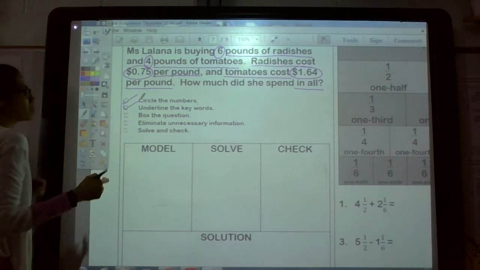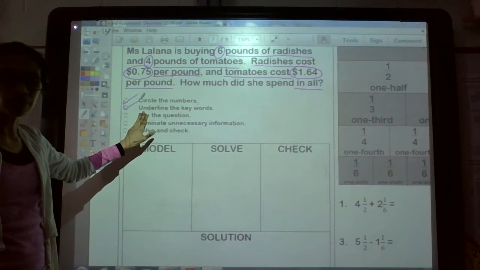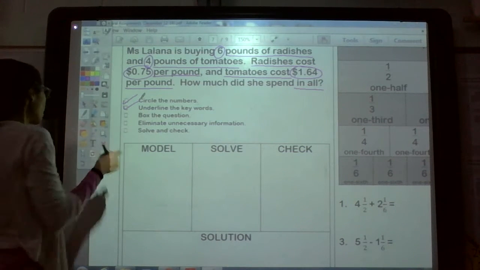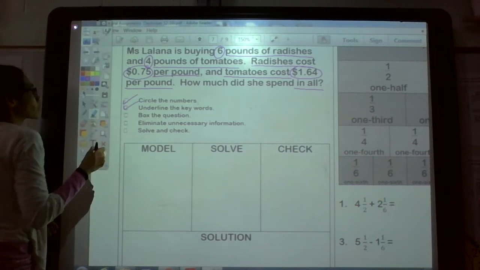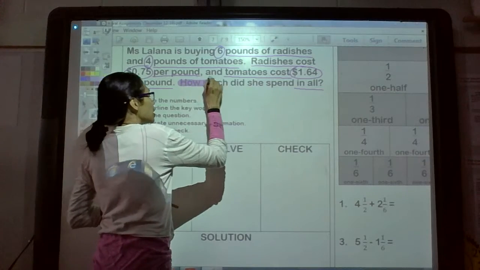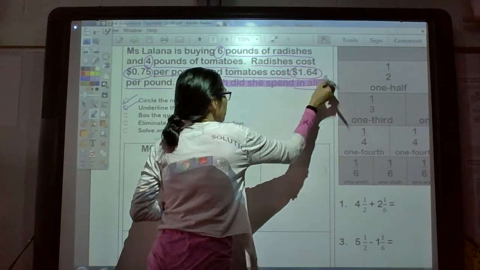The next step is the B step, to box the question. We need to box the question, circle the question. You can highlight the question. I want to highlight the question. Where is it? Right here. How much did she spend in all? How much did I spend?